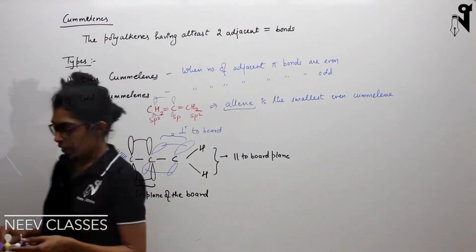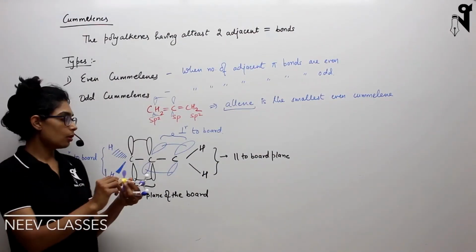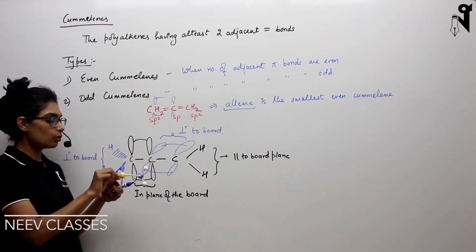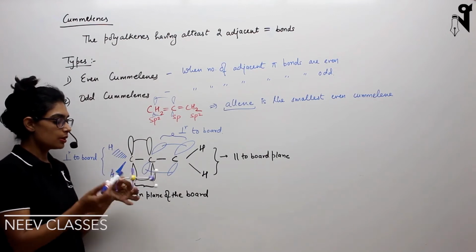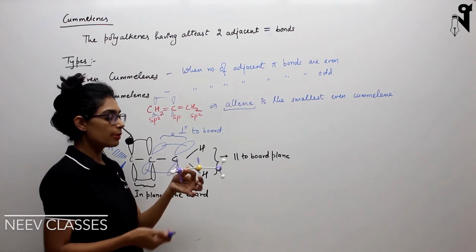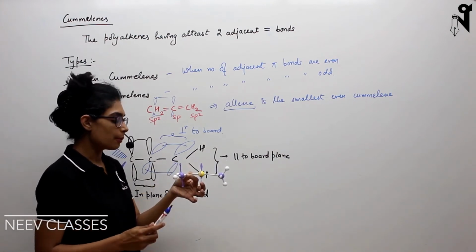So let me take an example over here. What I have drawn, I have shown it here also. If you carefully look at it, these three carbons, the purple carbons, are sp2 hybridized, whereas the yellow carbon is sp hybridized.